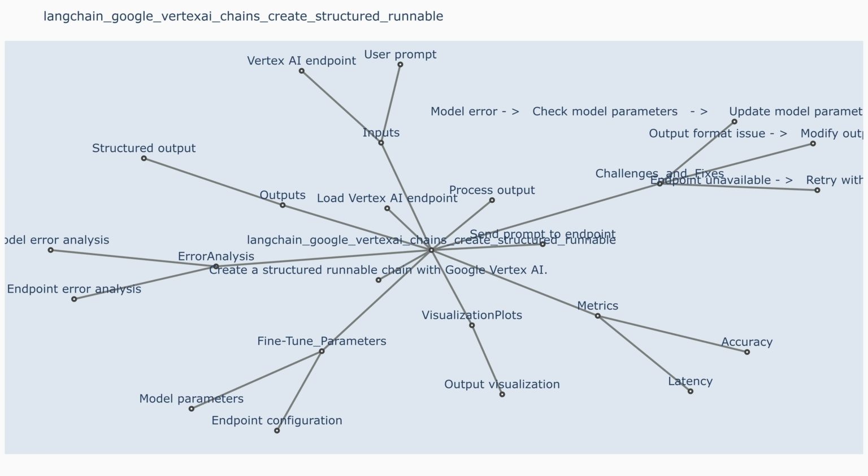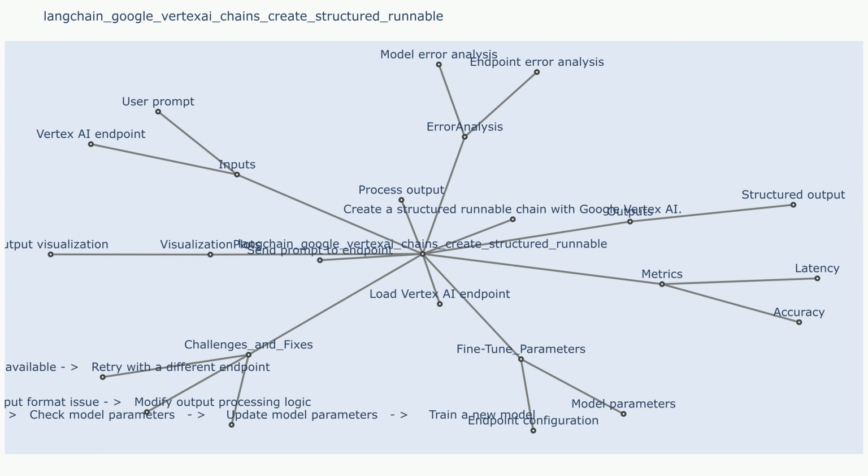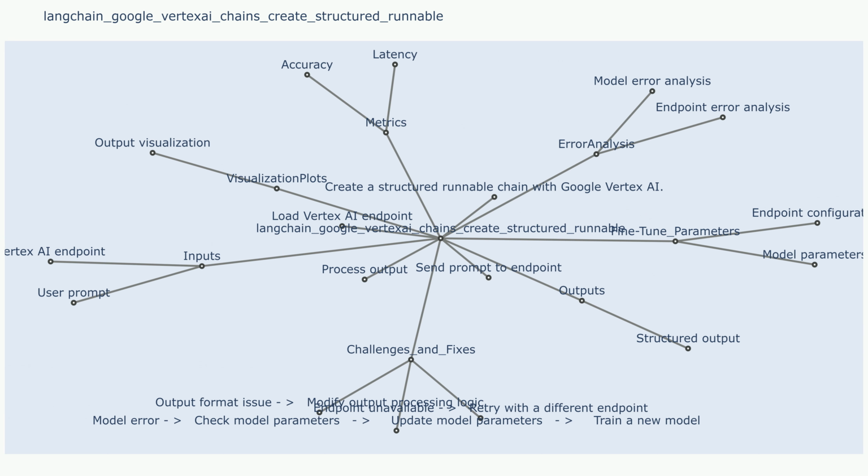YAML. Langchain Google Vertex chains create structured runnable. Description: this chain is used to create a structured runnable, which is a Python function that can be executed on Google Vertex AI. The chain takes in a Langchain chain and converts it into a runnable Python function that can be deployed to Vertex AI.